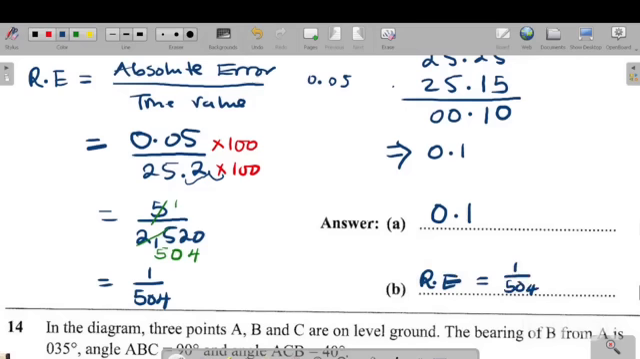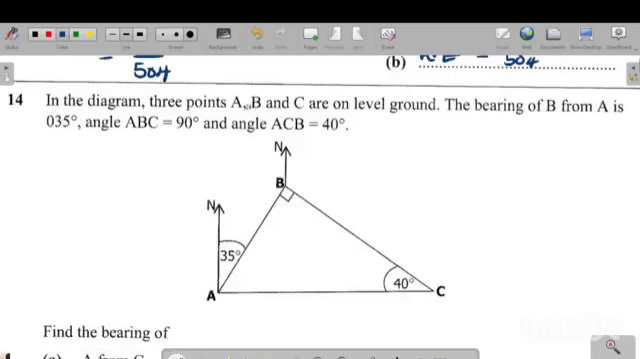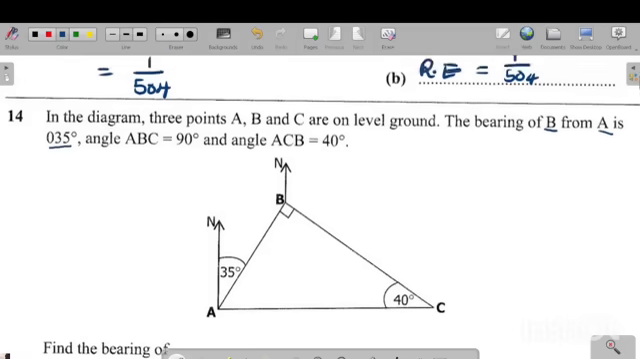Number 14 says, in the diagram, 3 points A, B, and C are on level ground. The bearing of B from A is 035 degrees. So the bearing of B while standing at A is this one here, 035. And angle ABC is equal to 90. This angle here is 90. And angle ACB is 40 degrees.